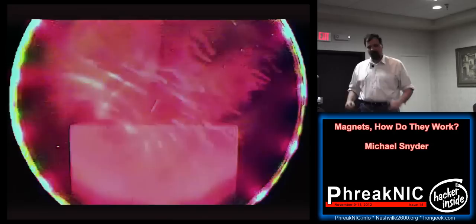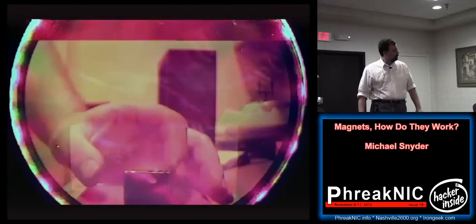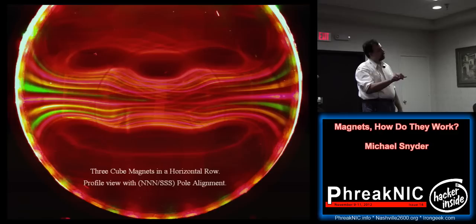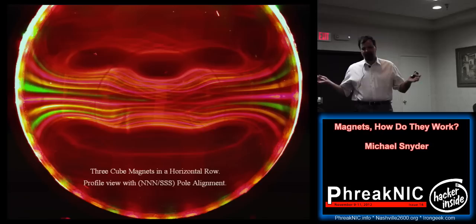Okay, this goes on for a while. Here are some pictures. This is a single magnet on its side, which would be a dipole. This is three magnets: north, north, north, south, south, south. And notice how the poles join together. See, magnetism is very complicated. It's one of the reasons it's still not modeled like it should be, because how do you model three poles joining together? It gets a little bit complicated.